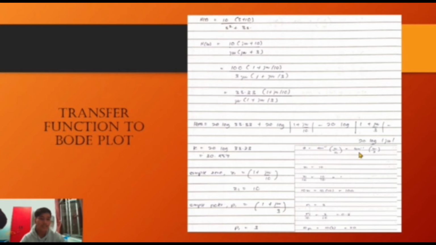So here is for the phase: z1 equal to 10, we got 1. 10 times z1, we got 100. For the pole, over 10, we got 0 over 3. So 10, we got 30.